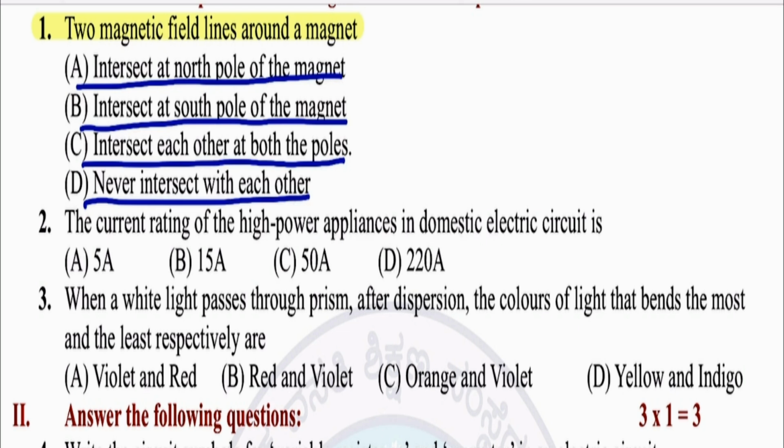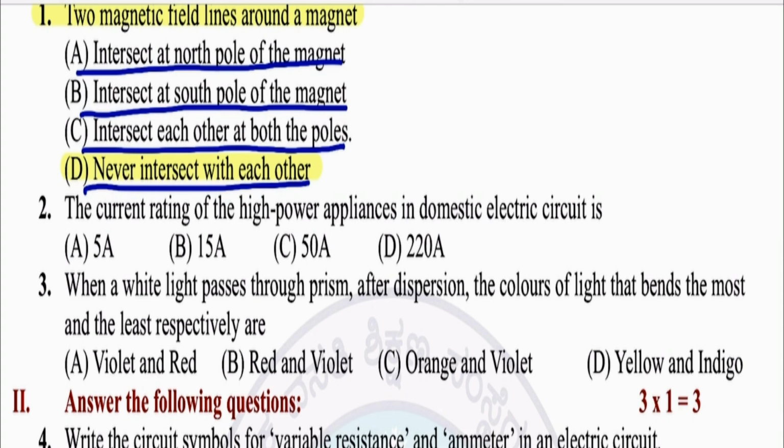As you know, magnetic field lines do not intersect each other, so the answer is option D, never intersect each other, and it is because at the same point magnetic field lines are in one direction. Okay, now let's go to next question.